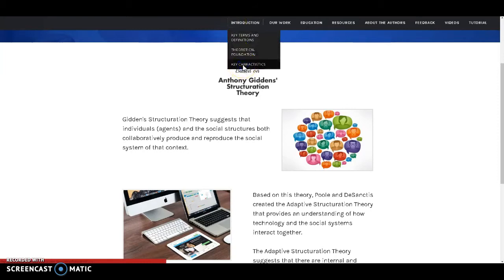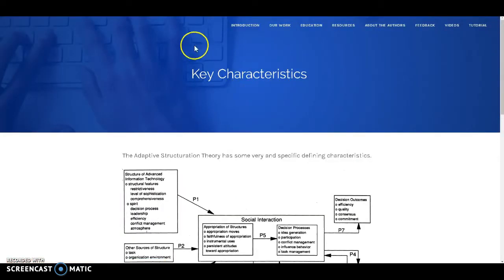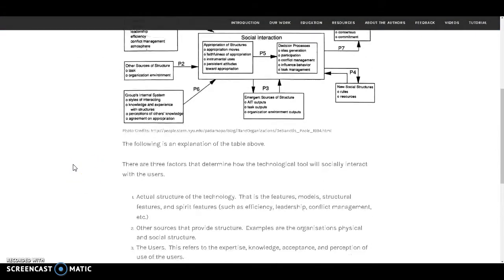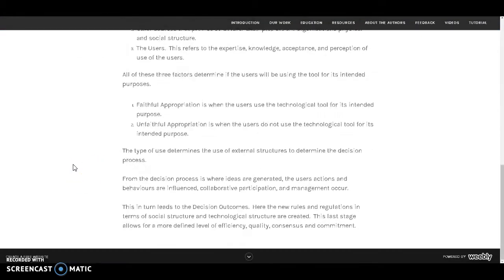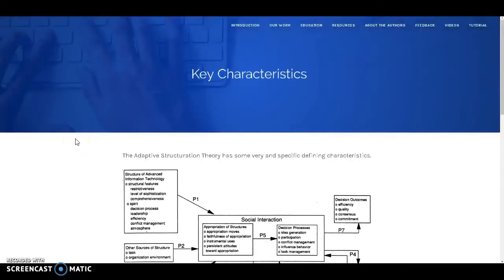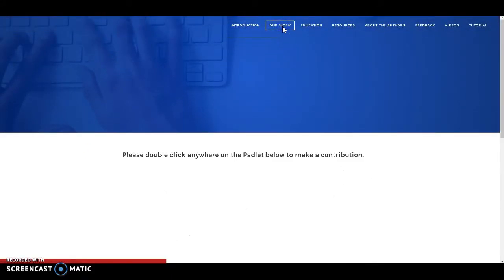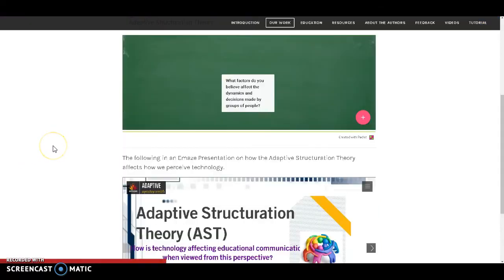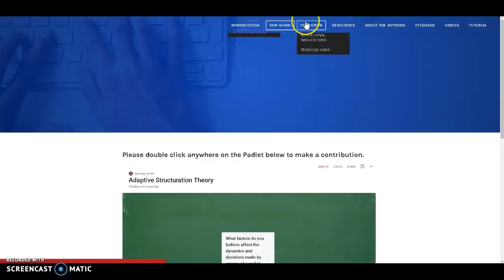After that, you can also click on to the key characteristics page, in which you'll be seeing the most commonly used photo or table for this theory. And on the bottom of this, you will see a very in-depth understanding of this entire diagram and the key characteristics that define this theory. The next page basically is about our work, in which we recommend everyone to actively participate. There are some synchronous as well as some async activities, all listed out for you guys to do with instructions there.